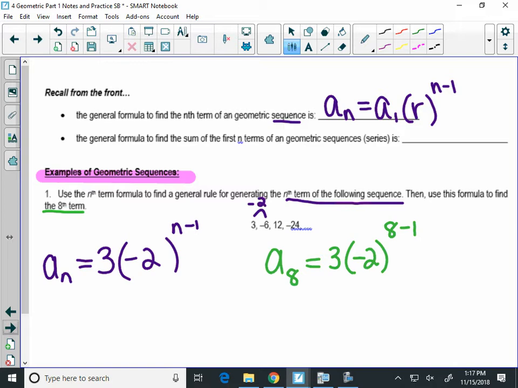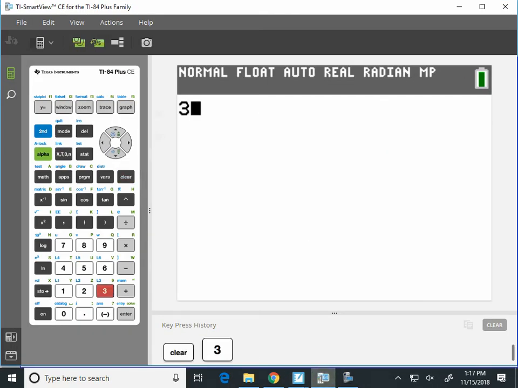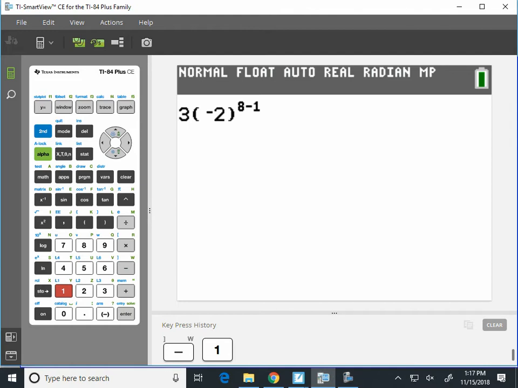And you should have your calculator out so you can type that directly in. Make sure you put parentheses around your negative, and you can put either 7 in the exponent, or you can actually type in 8 minus 1. Okay? But make sure that you get the same value that I got. -384? Yes? Okay.